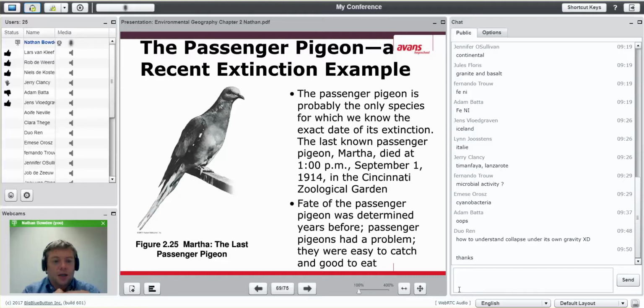Here is a picture of Martha, who was the last passenger pigeon, who died on September the 1st, 1914. So I guess I missed my chance to light a candle a few days ago for Martha. She died in the Cincinnati Zoological Zoo. The passenger pigeon was hunted to extinction because they were very easy to catch and eat. Certainly there have been a lot of extinctions on our planet caused by humans because we found them delicious.